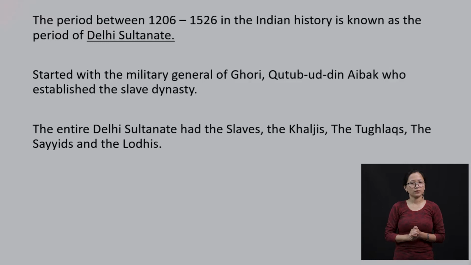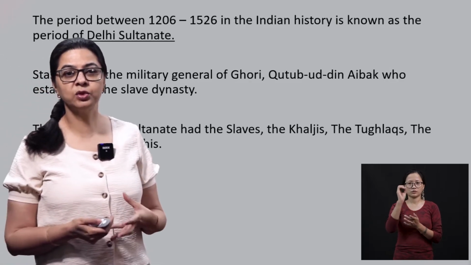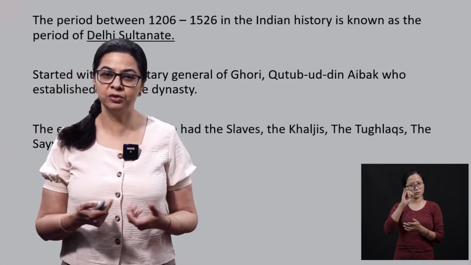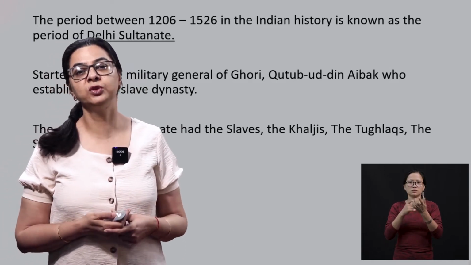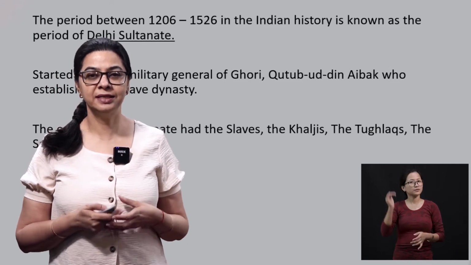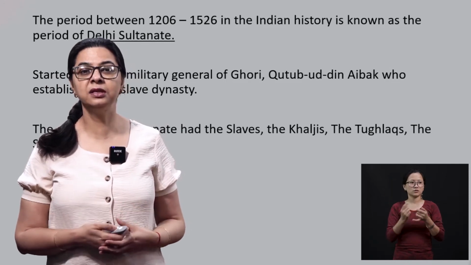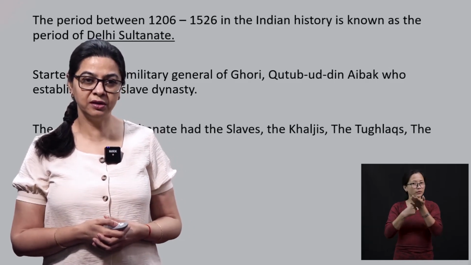The period was between 1206 and 1526. 1526 was the time when the Mughals started, and the first battle of Panipat happened then. So between 1206 and 1526, the entire period is known as the Delhi Sultanate. And you can see it was a few centuries of this Sultanate rule that we had.